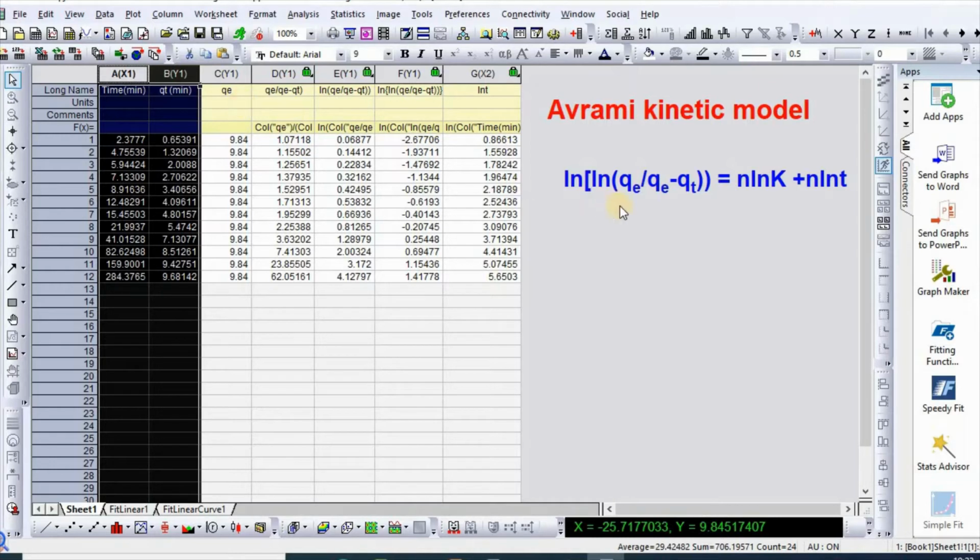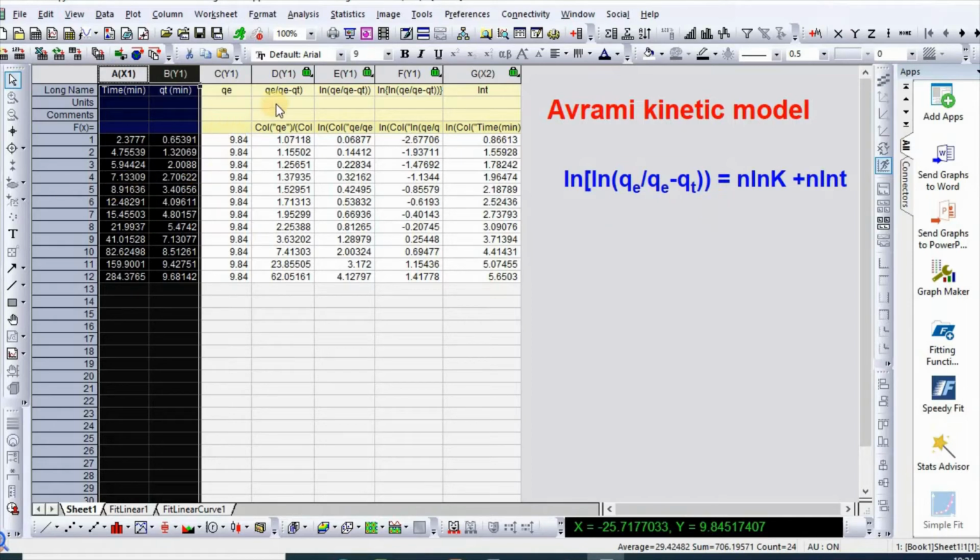Then, the Avrami equation can be written as double ln of Qe divided by (Qe minus Qt) equal to n ln K plus n ln t, where Qe is the amount adsorbed at equilibrium and Qt is the amount adsorbed at time t, n is the Avrami model exponent and K is the Avrami model constant. So you have to convert this double ln of Qe divided by (Qe minus Qt).